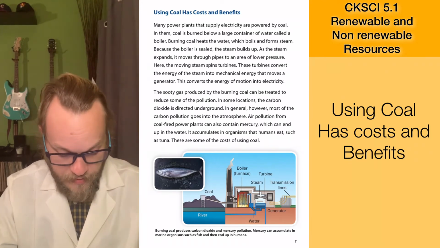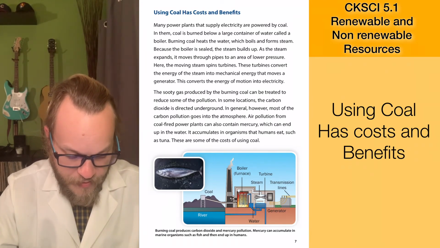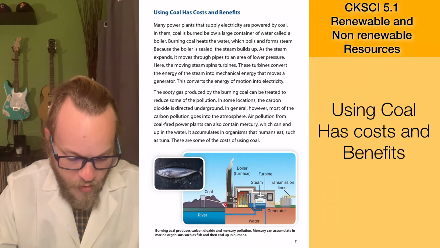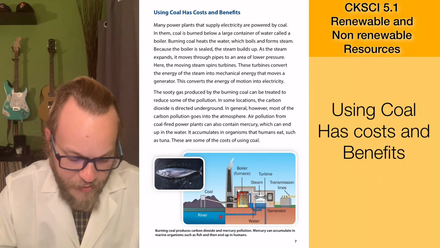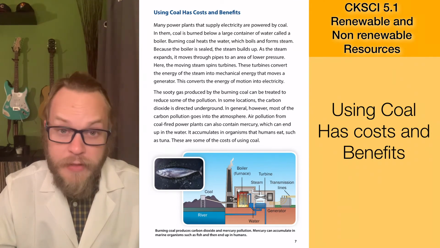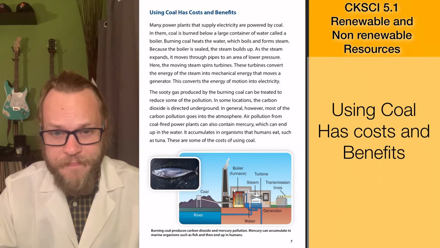Okay, so here's an example. If we dig up the coal, we burn it in here, it goes through all these pipes, spins the turbines, some carbon dioxide goes off, and some goes back into the river and pollutes our fish.